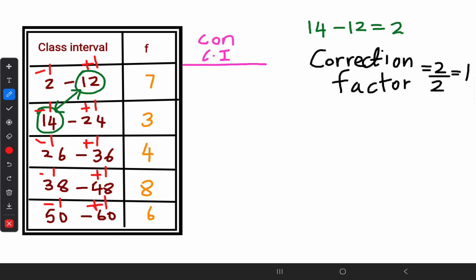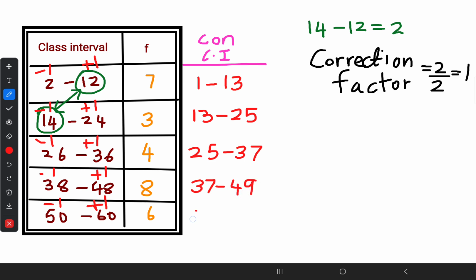Now let's write our continuous class intervals. 2 minus 1, it would be 1 to 13. Next one, 14 minus 1, it would be 13 to 25. Thereafter, 25 to 37. Next one, 37 to 49. Last one would be 49 to 61. Okay, now the class intervals became continuous. We did our job correctly.